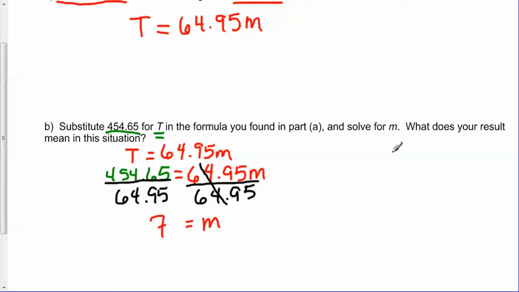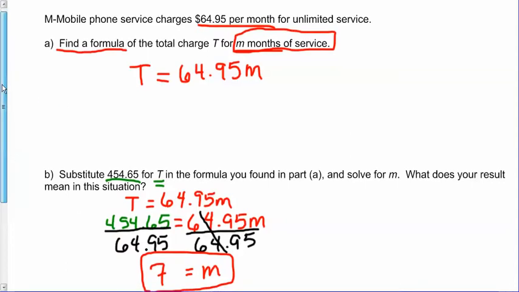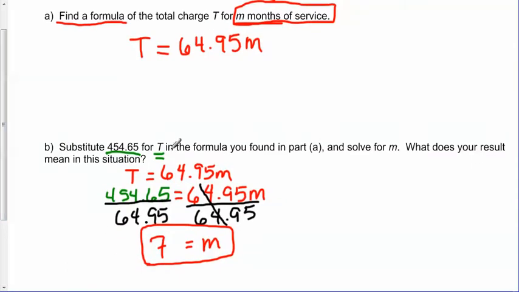Now that's not enough, because notice we've done the solve for M, but there's still one more thing they're asking us for. What does your result mean in this situation? So here we've solved for M. If we go back up to the original problem, remember that M represented the months of service. So 7 must be the months of service for this value for T. And what was T? T was the total charge.